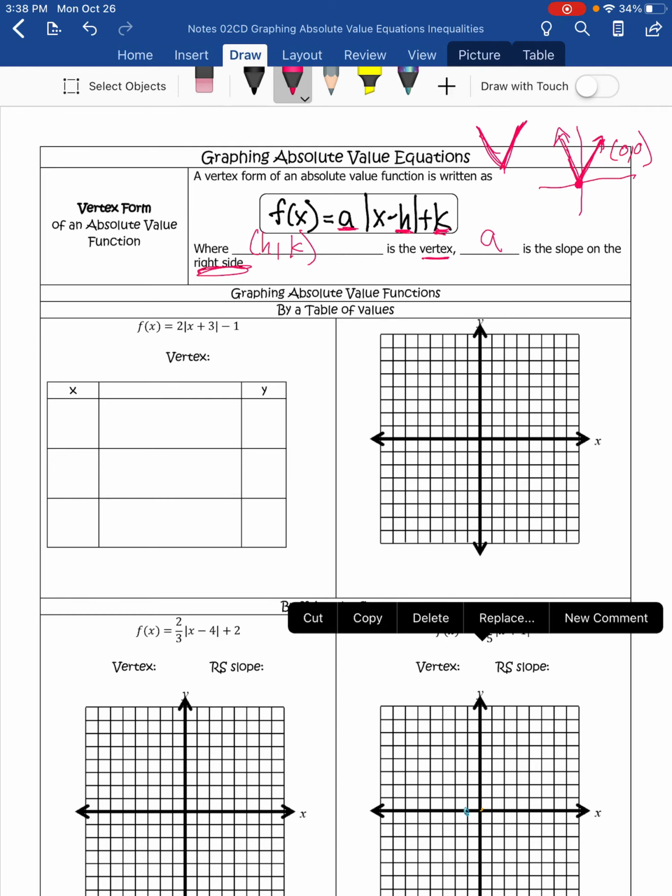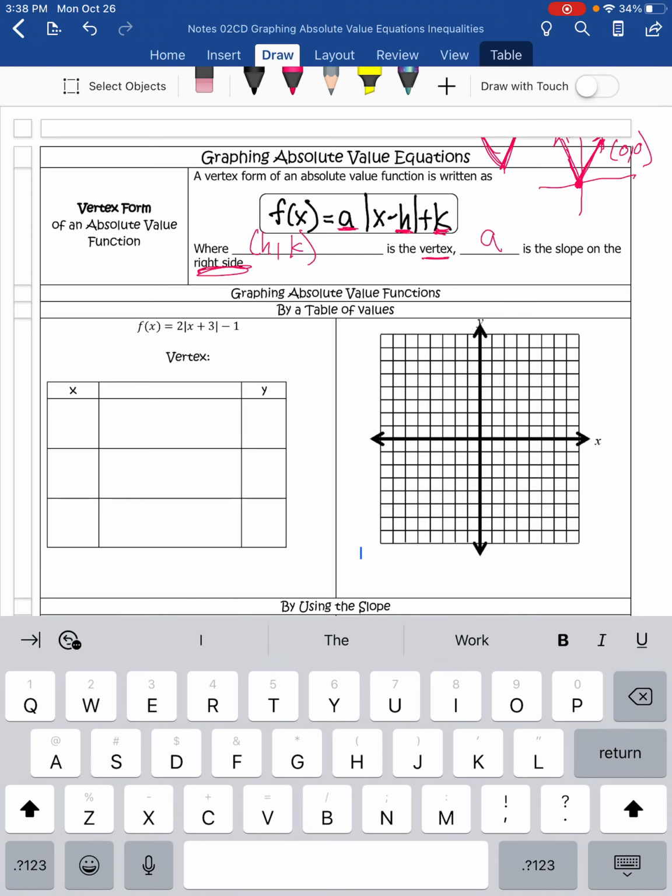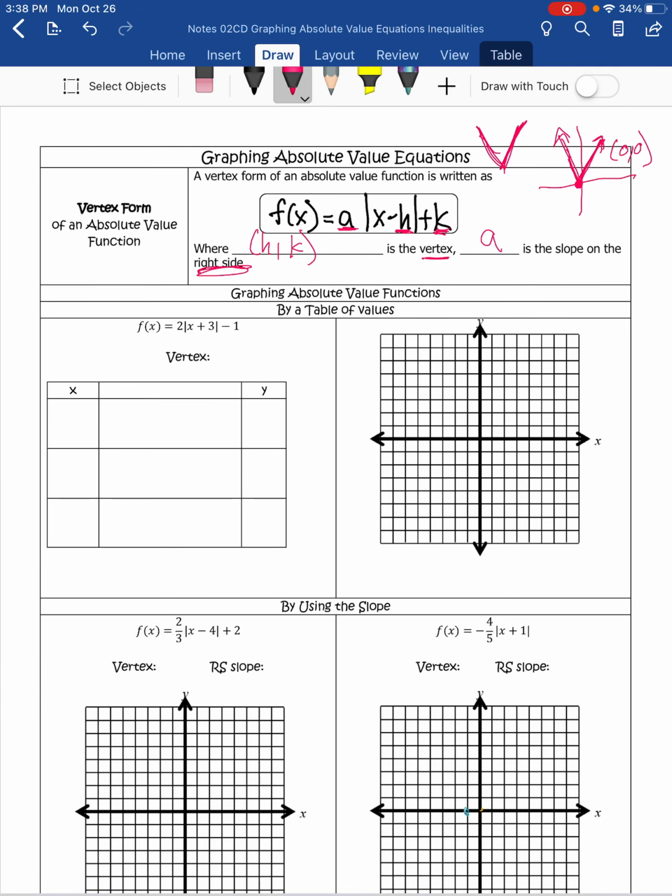So what a graph is, it's all the solutions to an equation. For this one right here, we have 2 times the absolute value of x plus 3 minus 1. Now, I know the vertex of this graph. Well, my graph would have been moved 3 spaces to the left, so that point at 0, 0 would be negative 3. And 1 space down. So that's going to be the vertex. So I'm going to put in my little table of values here, I'm going to put negative 3. That's going to be my middle value.